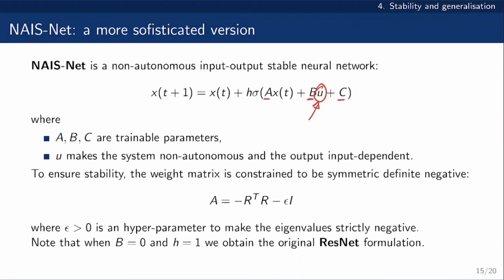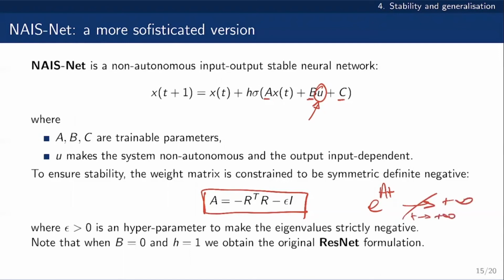What is interesting to note is we constrain the form of A so that we have a symmetric negative definite matrix. The intuition behind this is that if you solve the first order differential equation, you just end up with a solution like this. And you don't want that to tend to plus infinity when t goes to infinity, okay? So that's why we constrain A to be of that form, and epsilon is just a hyperparameter to make sure the eigenvalues are strictly negative, okay?